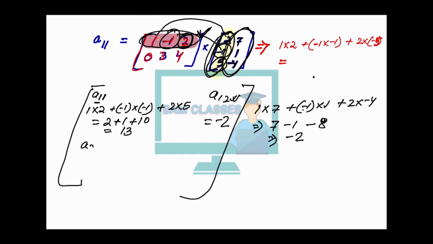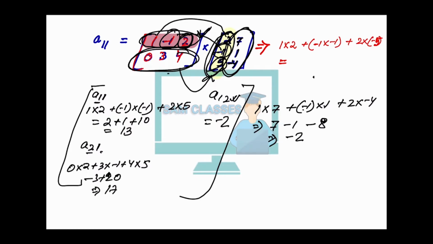The next one was A21. So the second row from the first matrix, and the column will be the first column. Very simple. So 0 into 2, again gone, plus 3 into minus 1, plus 4 into 5. So how much are you getting, students? Minus 3 plus 20, that is equal to 17. A22 means the second row from here and the second column also from here. So 0 into 7, students, plus 3 into 1, plus 4 into minus 4. That is pretty simple. So 3 minus 16, that is equal to minus 13.